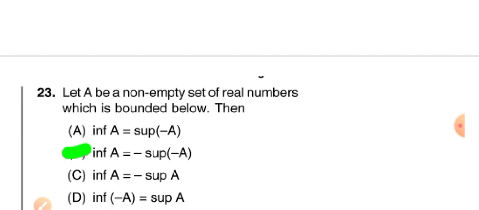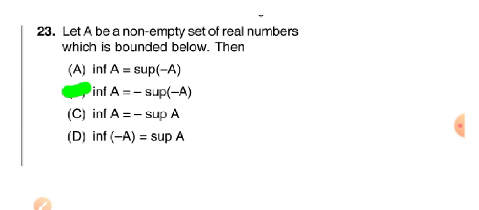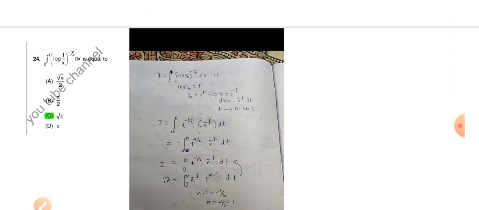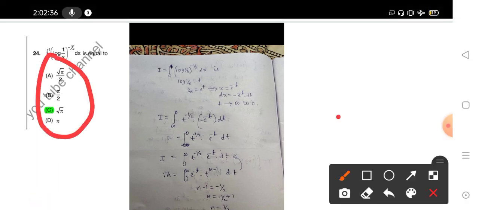This is from linear algebra. Let A be a non-empty set of real numbers which is bounded below. Here the answer is the infimum of A equals minus the supremum of minus A. Next question: integration from 0 to 1 of log 1 upon x raised to minus 1 by 2 dx is equal to, here 4 options are given, and this is the solution.